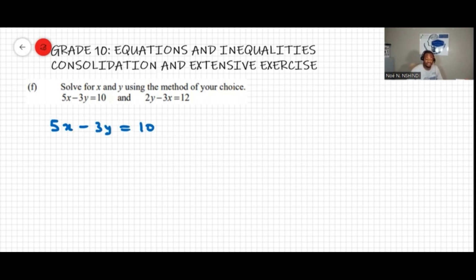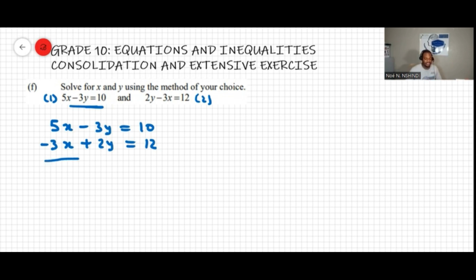Now, equation 2, we need to be careful. This is equation 1, and that's equation 2. I need to rearrange it in the same order as in equation 1, you see? So instead of writing 2y here, I'm going to write over here -3x, and then positive 2y equal to 12. So then the x's are grouped, and the y's.